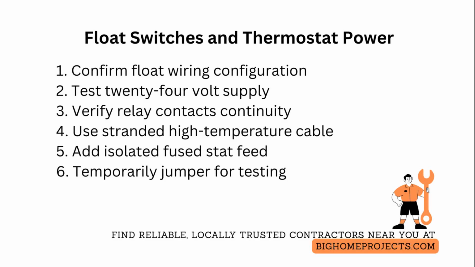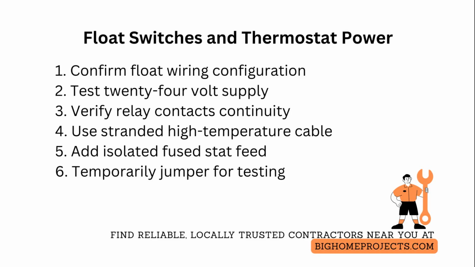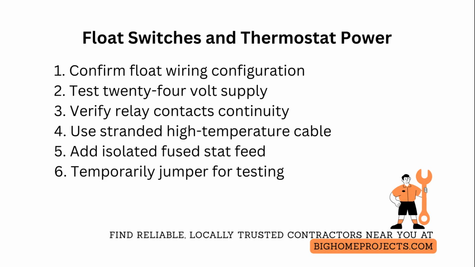Replace brittle float leads and use stranded, high-temperature thermostat cable rated for the equipment cabinet to avoid intermittent opens from vibration. If you must maintain power to the thermostat for smart features, wire a separate fused 24-volt feed to the stat that is not interrupted by the float, and use the float only to trigger an auxiliary alarm or interlock the furnace control board using the appropriate low voltage input. Never defeat required safety interlocks without providing an alternate failsafe.